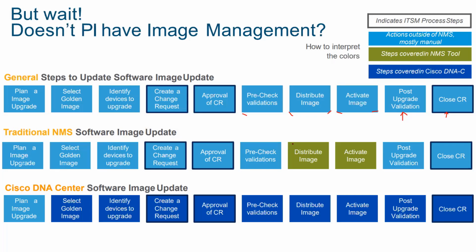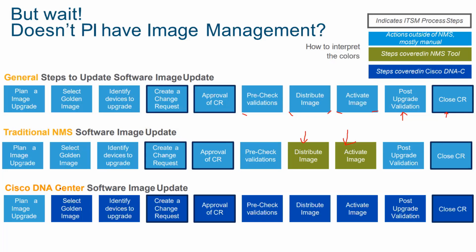Cisco Prime can do only two steps, or any other network management system can do only two steps. The rest still need to be done manually. You need to plan, select, look at what devices, do the change request, and Cisco Prime will allow you just to distribute the image and activate it. Then you need to run the test, see if there's any error. Do you want to revert back or not? And then you close the change request.